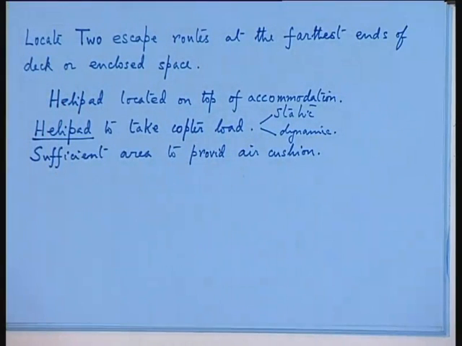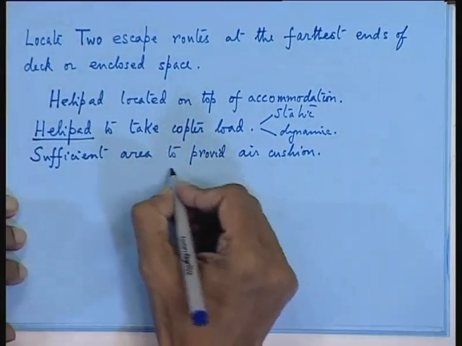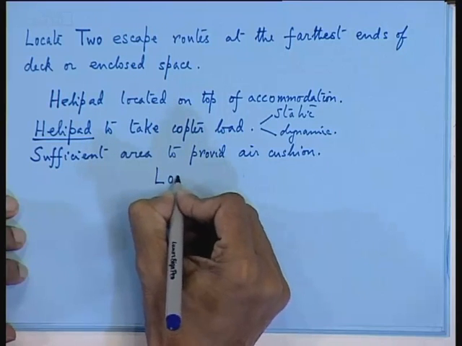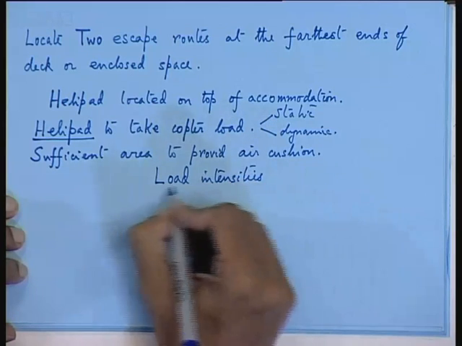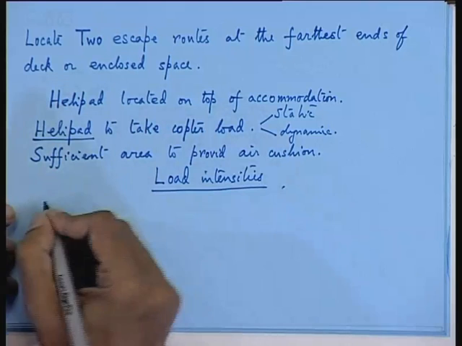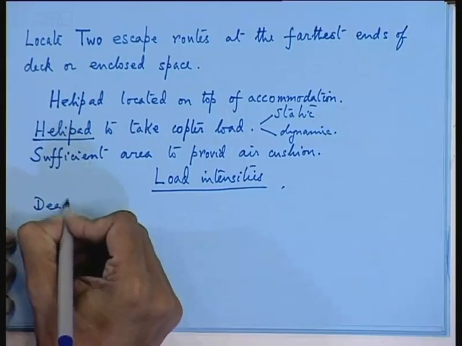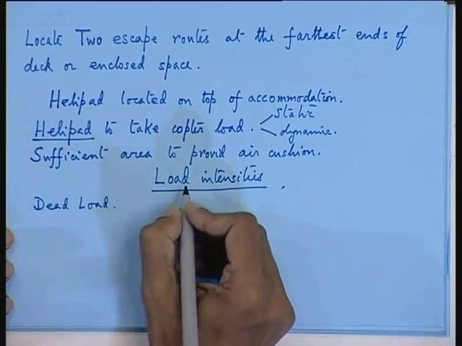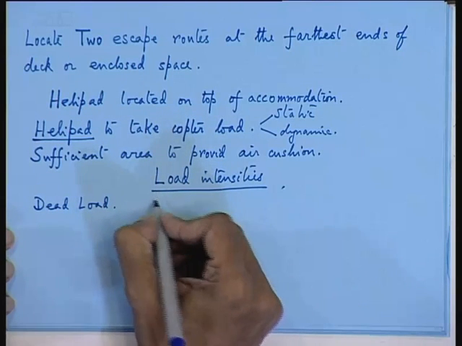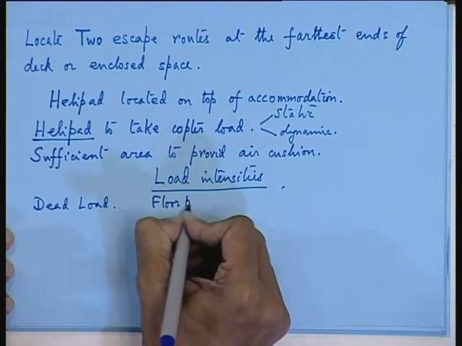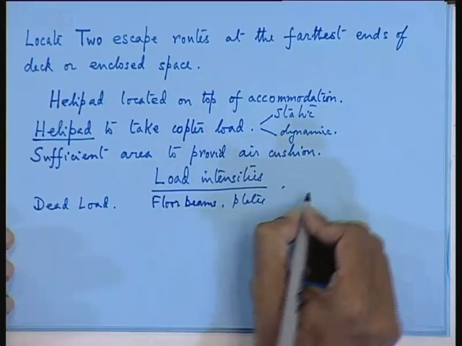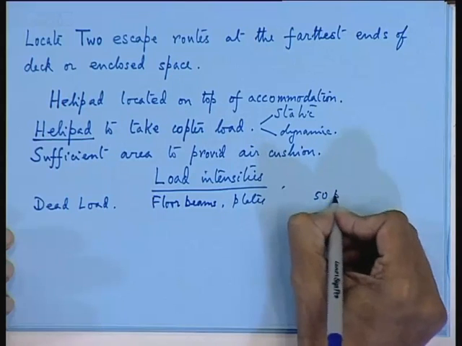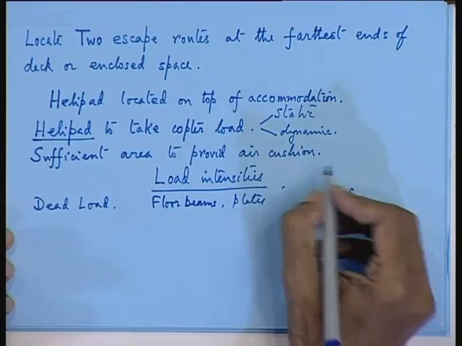The other thing that you come across is the load. There are typical load intensities given for your design. But these are given in the British units. So, load intensity in civil engineering they call it dead load. That means loads which are not moving. So, these are items like floor beams, then plates. Now, these are designed for 50 pounds per square inch. So, these are design loads.